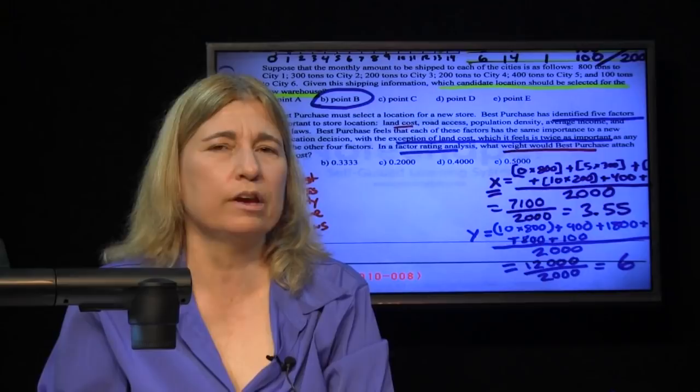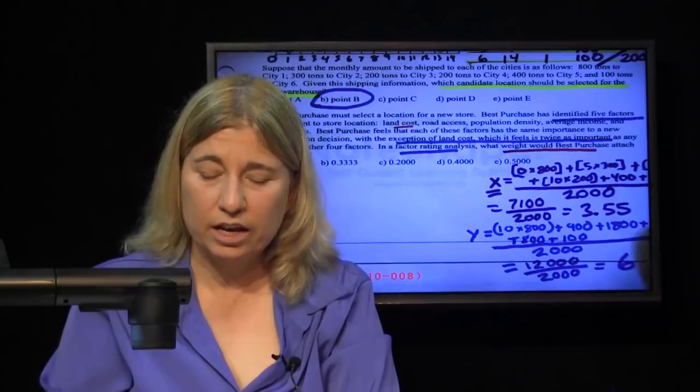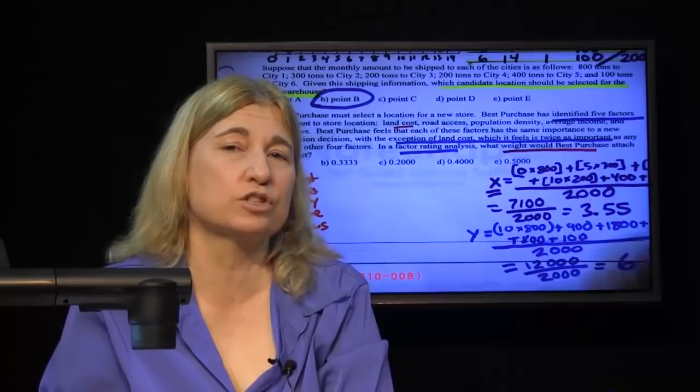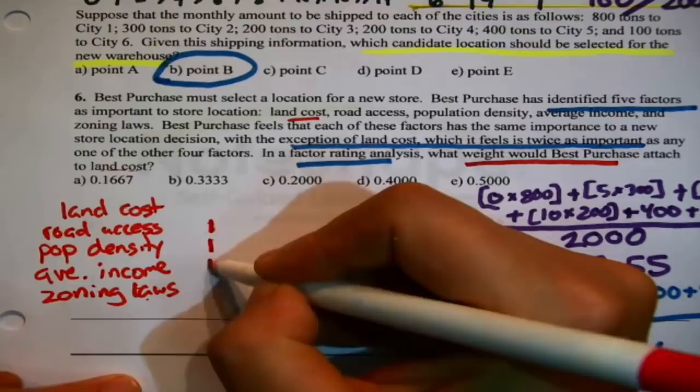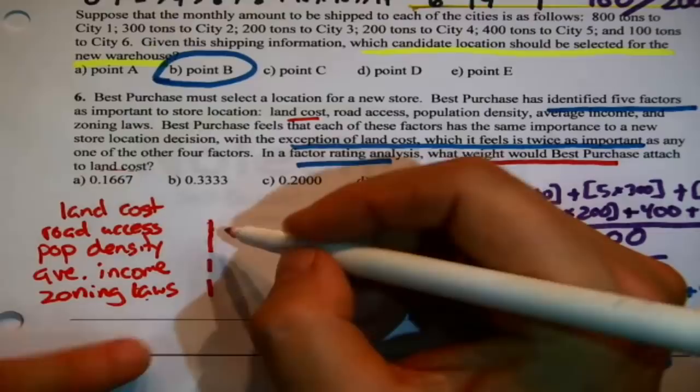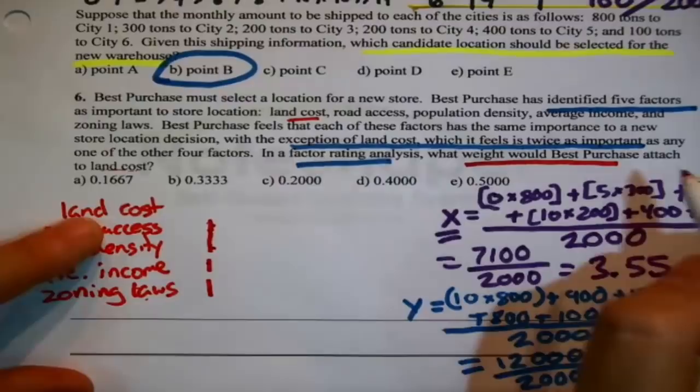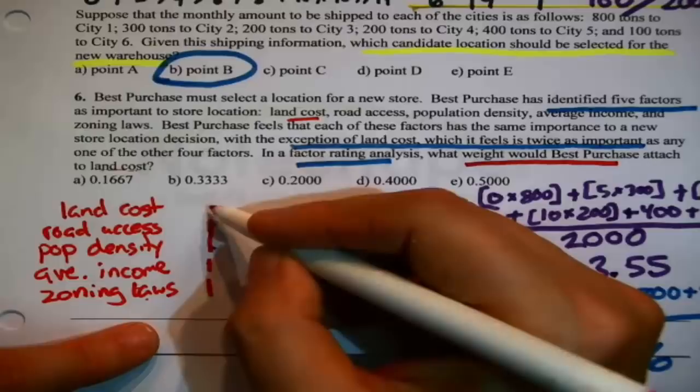The easiest way to do this, once you have this list, is ask yourself, okay, well, of everything that was described, who's the least important? I mean, who's the lesser important? Well, it's a four-way tie. Each of these things is less important than land cost. Just give them a temporary weight of one. That's meant to be a one, and that's meant to be a one. Now, land cost, what did they say about land cost? Twice as important, that means its temporary number would be twice as much as any one of these, or two, right?